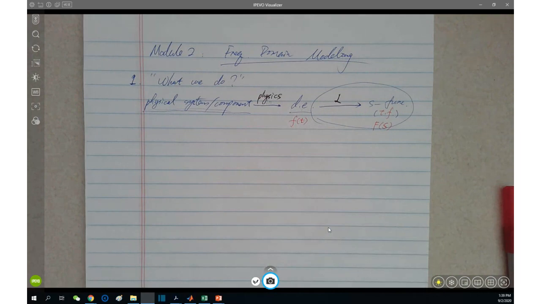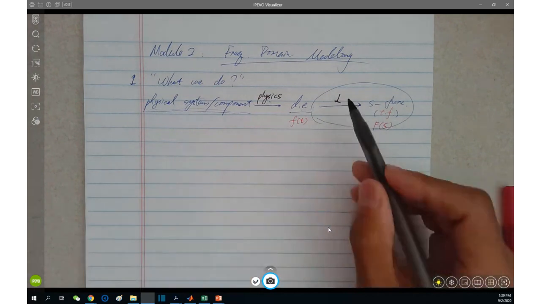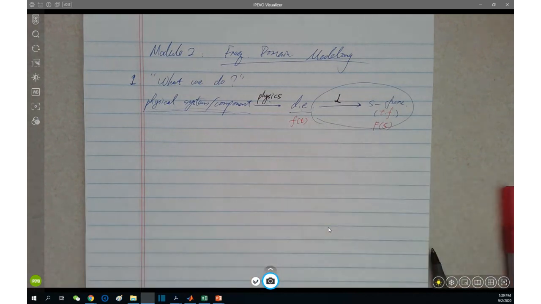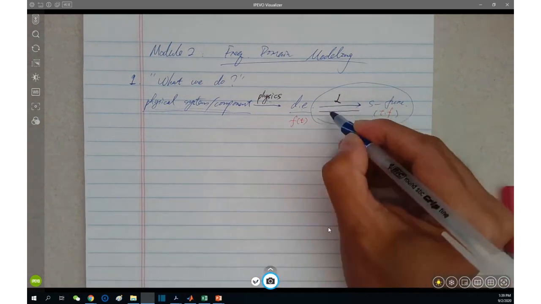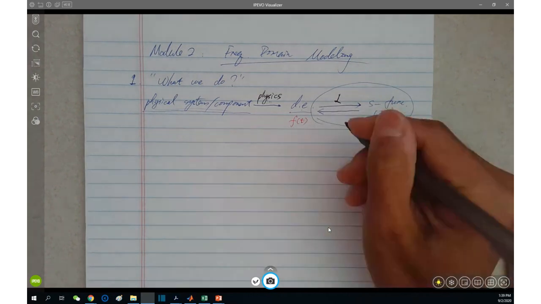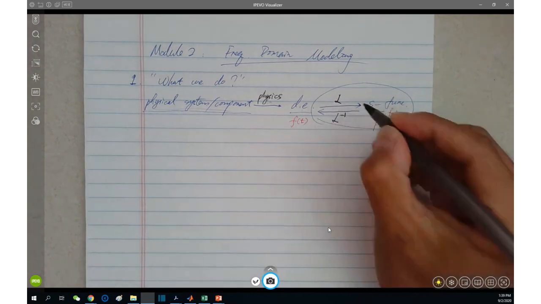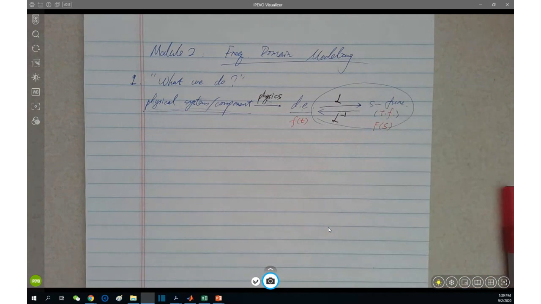Okay. So differential equation to the transfer function, we need Laplace transform. And also what we're gonna do is the other way around. As you know, we're gonna do inverse Laplace transform. So this is clearly explaining what we're gonna do.